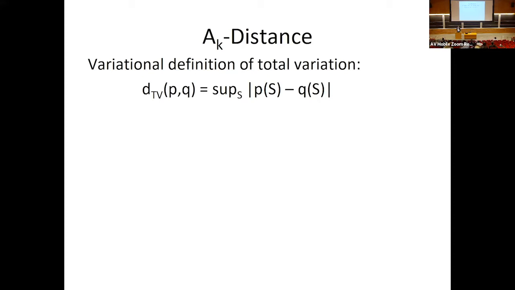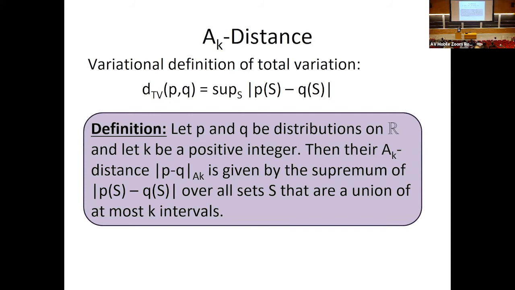The problem is that this notion of distance is too powerful. It can detect these stupid things that oscillate a bunch of times and note that they're very, very different. So we're going to define a new notion of distance. Let P and Q be two distributions on the real line, and let K be a positive integer. We define the A_K distance between P and Q to be the supremum of the difference between the probabilities that P and Q assign to S, over all sets S that are a union of at most K intervals.